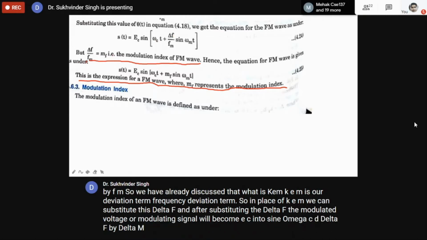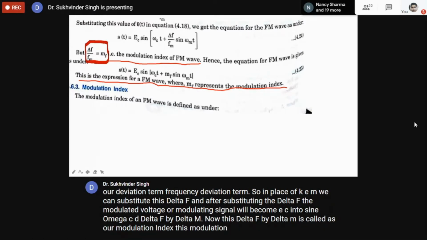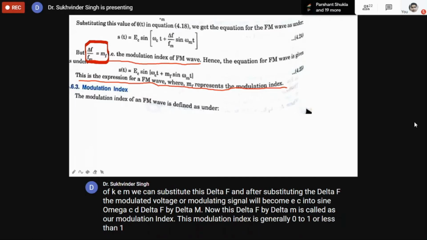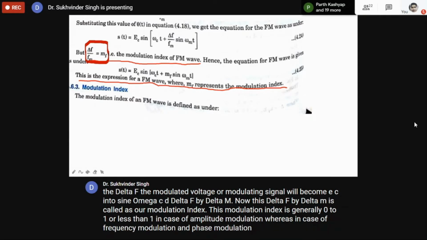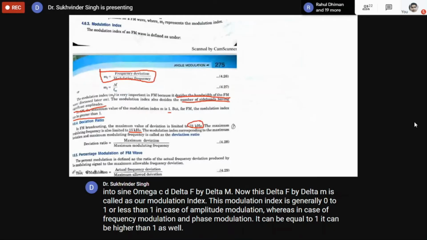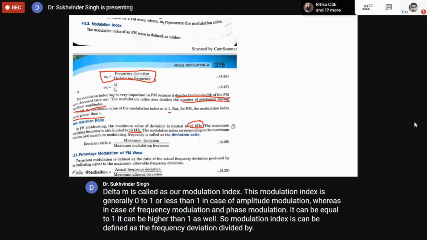Now this delta F by delta M is called our modulation index. This modulation index is generally 0 to 1 or less than 1 in case of amplitude modulation, whereas in case of frequency modulation and phase modulation, it can be equal to 1, it can be higher than 1 as well. So modulation index can be defined as the frequency deviation divided by modulating frequency.